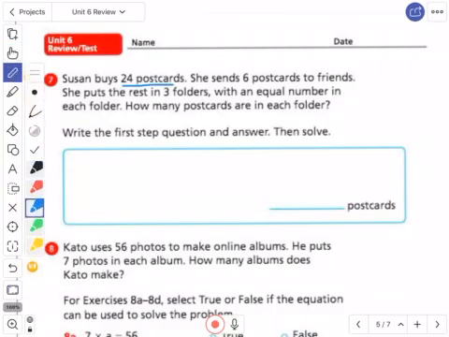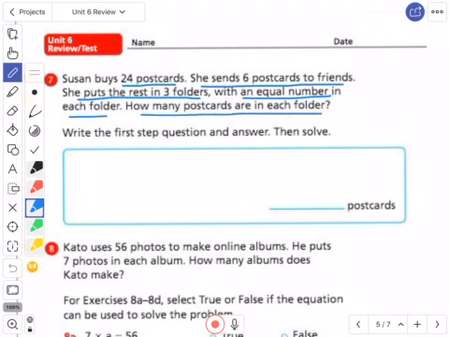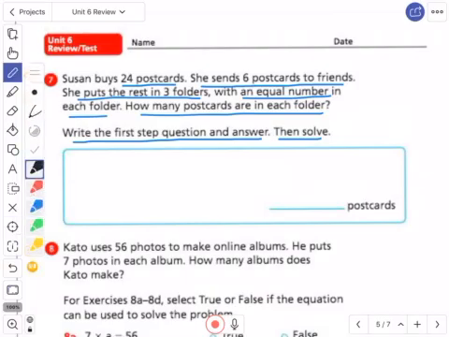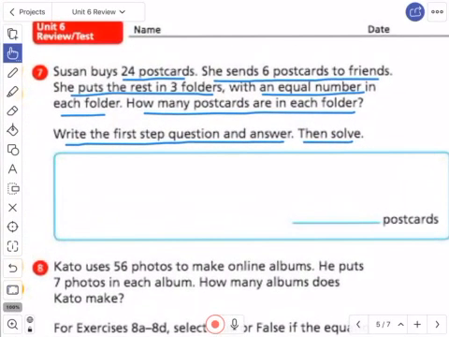Susan buys 24 postcards. She sends 6 postcards to her friends. She puts the rest in 3 folders with an equal number in each folder. How many postcards are in each folder? You need to write the first step question and answer, then solve it. So you are going to write the first step question. So you need to try to think, okay, well, what is that first step question? Trying to think, what do I need to figure out first?